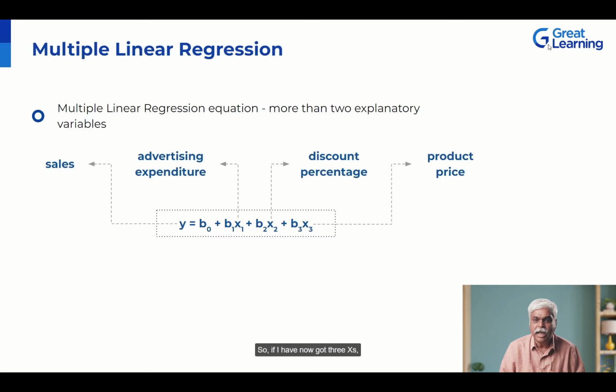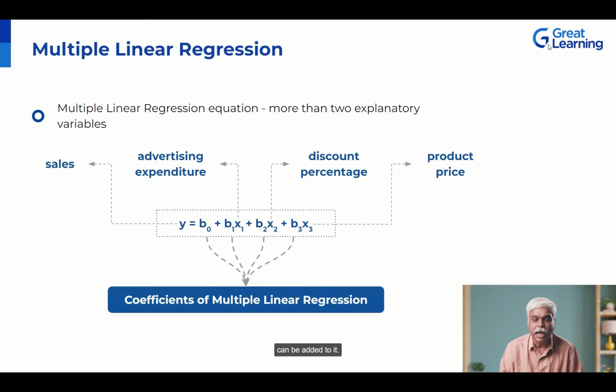So if I've now got 3 axes, let's say I've added price to the mix. For those of you who work in marketing, you know the 4 P's of marketing. We've been talking about promotion, which is my advertising and my discount, but another P is price. So I might say, what about price? And price can just be added again to the equation, and exactly the same kind of equation and exactly the same kind of interpretability can be added to it.